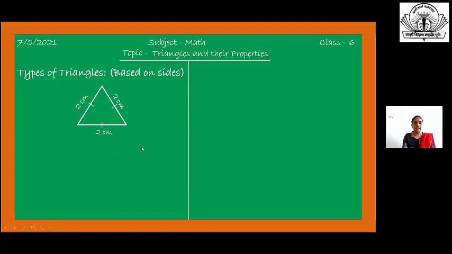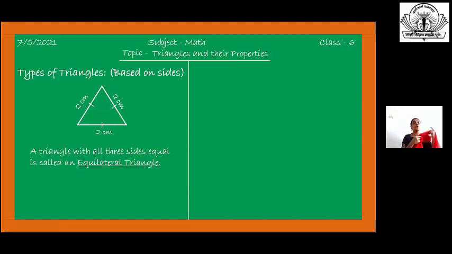So such a type of triangle is called an equilateral triangle. By the name itself, we come to know that it is equilateral. Equilateral means all the sides are equal to each other. So the definition for an equilateral triangle is: a triangle with all three sides equal is called an equilateral triangle. Now, in an equilateral triangle, not only the three sides are equal, also the three angles are equal to each other.